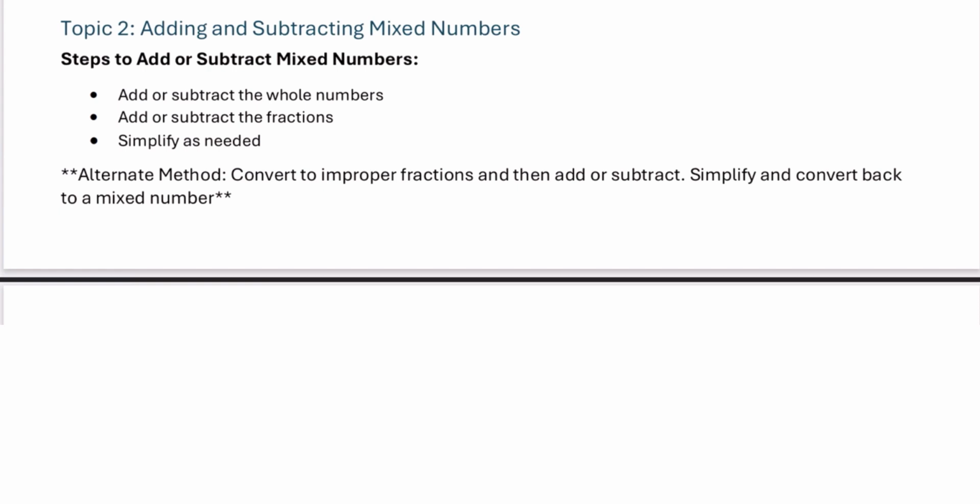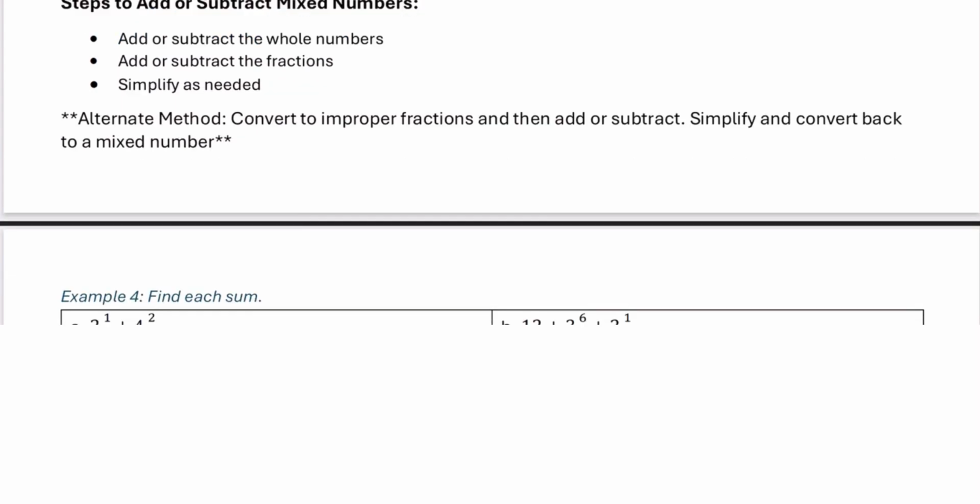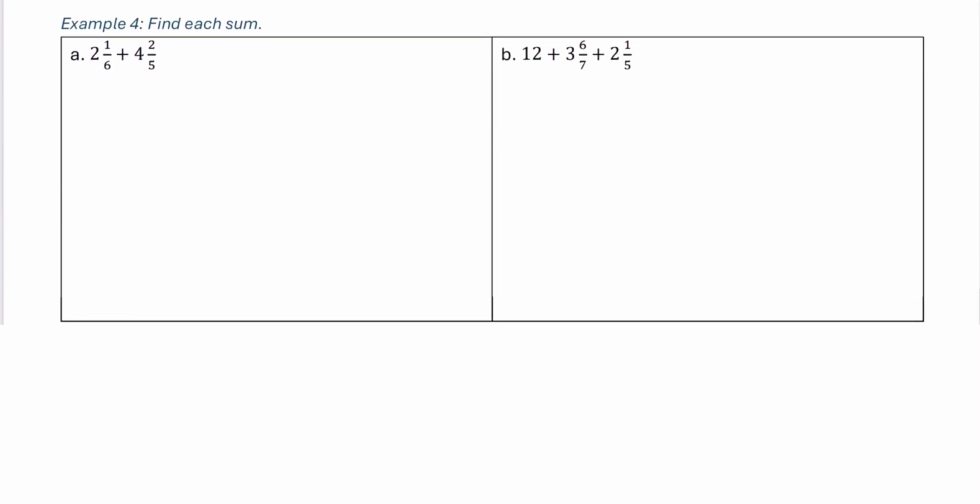To add or subtract mixed numbers, we add or subtract the whole numbers, and then we add or subtract the fractions. Simplify as needed. An alternate method would be to convert to improper fractions and then add or subtract. Finally, simplify and convert back to a mixed number. We'll be focusing on the first method here.